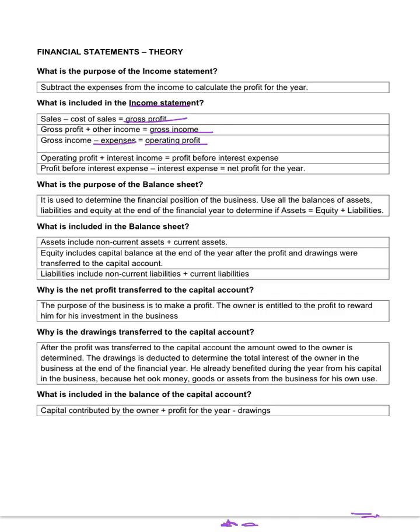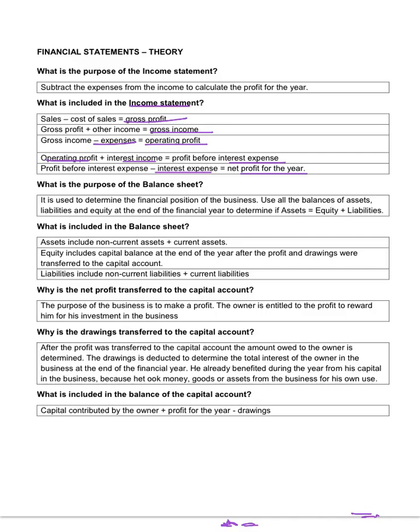The operating profit is the profit that was made from operations of the company. This is calculated before interest was taken into account. If I use the operating profit and I add interest income to the profit, it will give me the profit before I deduct the interest expense. After the interest expense was deducted, we will calculate the net profit for the year.